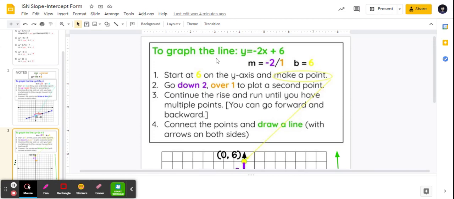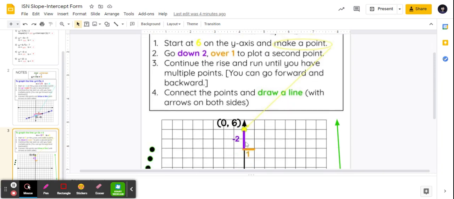Okay, so we're going to try to graph the line y equals negative 2x plus 6. So again, two pieces of information I need to pull out. The slope, which is negative 2, so I'm making it negative 2 over 1, so it's always a fraction. The b value, which is 6, b equals 6. So this is important because that's where I start. I start at the 6 on the y-axis and I make a point. You'll notice I've already done that for you. I made this nice yellow point here.